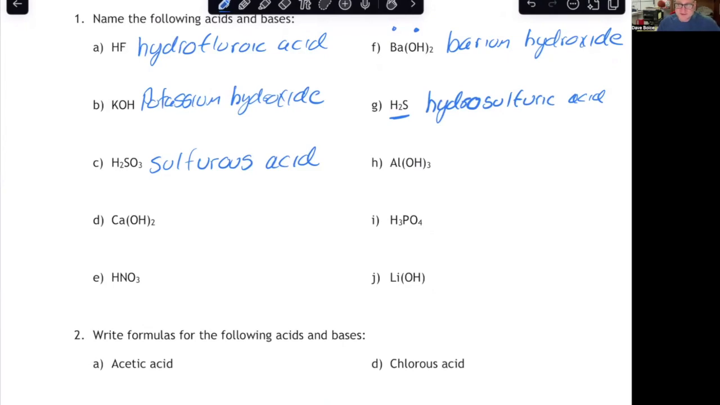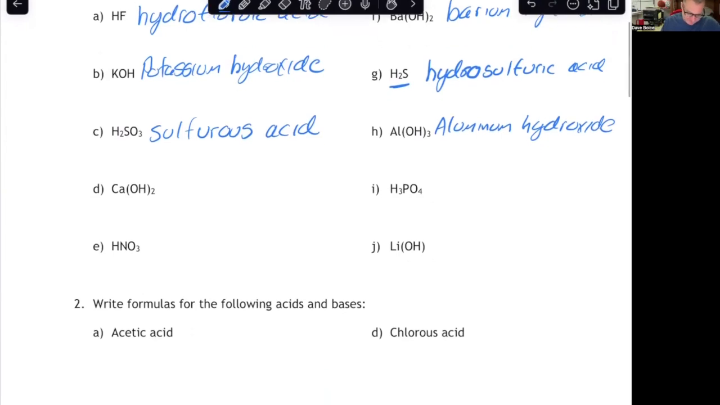Aluminum and hydroxide. See if you can guess what that's called. Aluminum hydroxide. Okay. Hey, calcium hydroxide. Let's just move on. That's called calcium hydroxide. You know this.